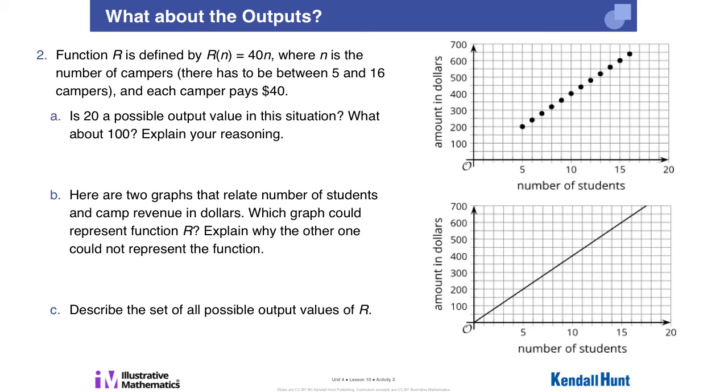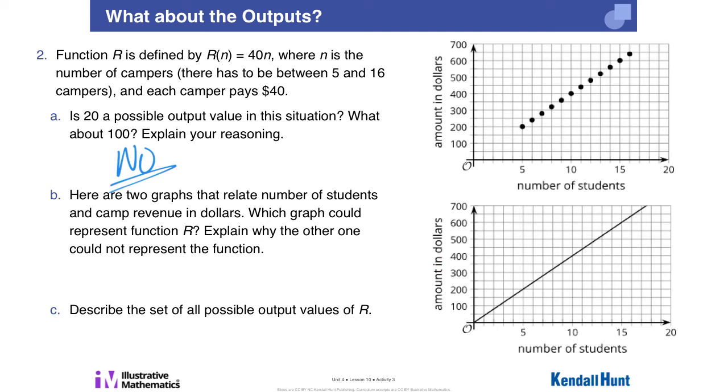Is 20 a possible output value in this situation? I'm looking at my y values and my number of campers here. There is no possible way that I'm going to end up with an output of 20 because even if there's one camper, I would still get $40. What about 100? Well, it told us earlier in the problem that there has to be at least 5 campers. So that's where 5 times 40 is going to be 200. So I'm going to be having at least 200 as an output. So neither one of these are possible outputs. These are two possible graphs that are showing the number of students and how much money we're making.